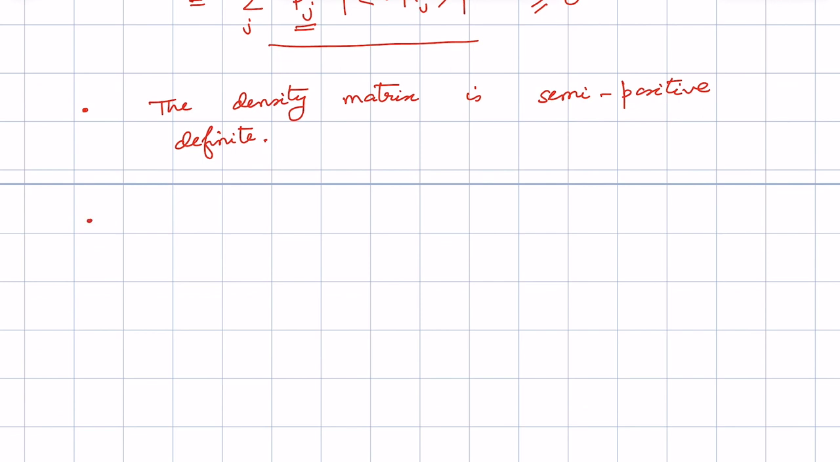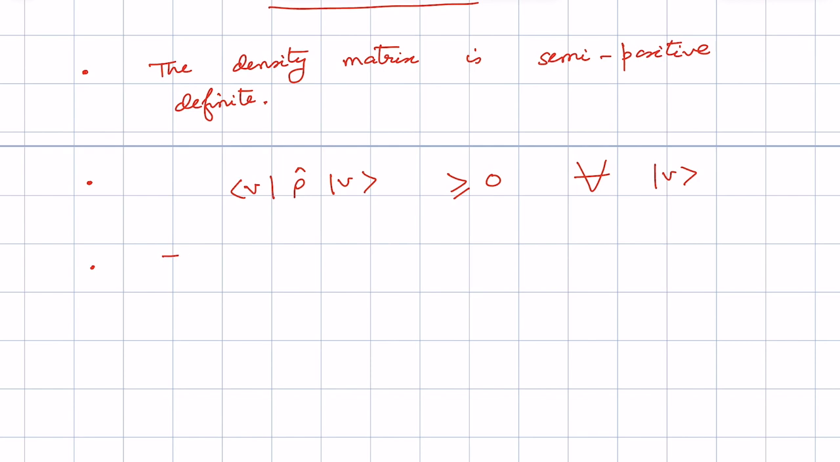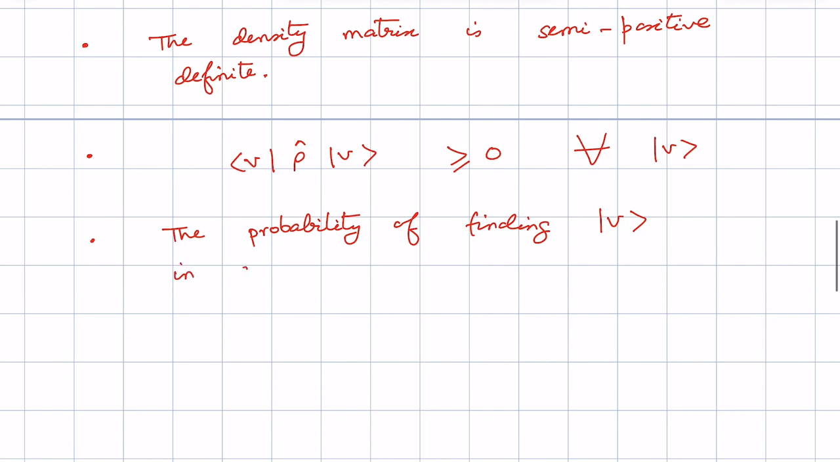All right, now another thing is that one can always pick any state vector V and find the expectation value of the operator rho with respect to this vector V, and it is always going to turn out to be greater than or equal to 0 for all state vectors V in the Hilbert space. In fact, one important and very useful fact is that the probability of finding the state V in a measurement is simply the expectation value of it.